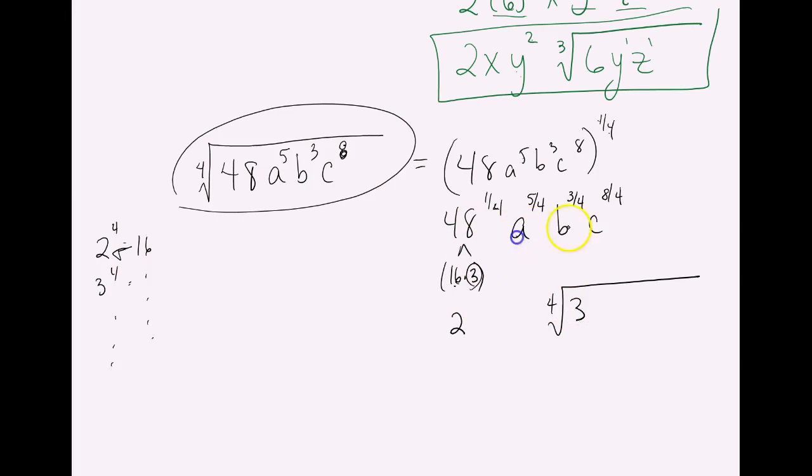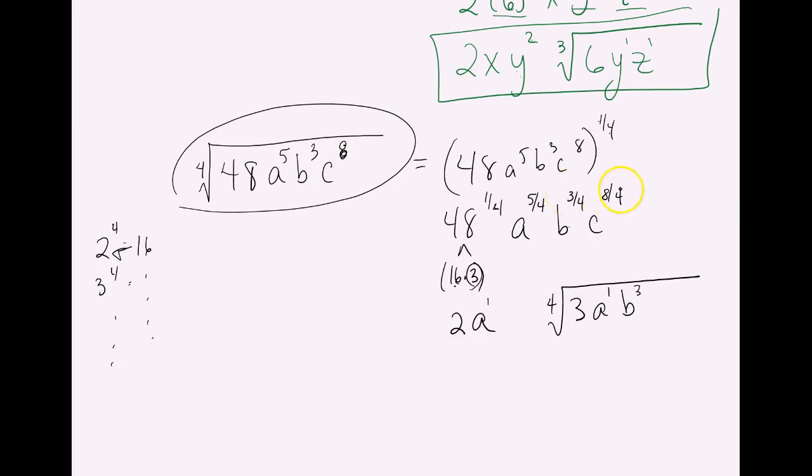Now let's talk ourselves through the variables. A to the 5/4. 4 goes into 5 one time, so I pull out an a to the first with a remainder of 1, right? 5 divided by 4 is 1, remainder 1. So the remainder 1 goes underneath. B to the 3/4. 4 does not go into 3, right? This is smaller than this. So that means the entire b cubed has to stay underneath because we can't do the division.